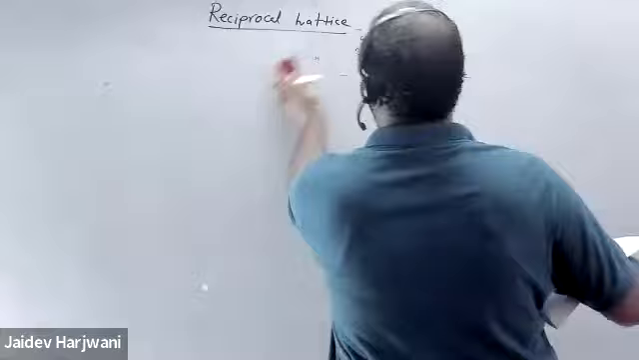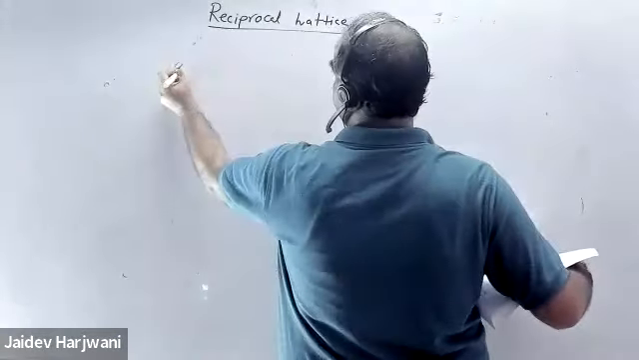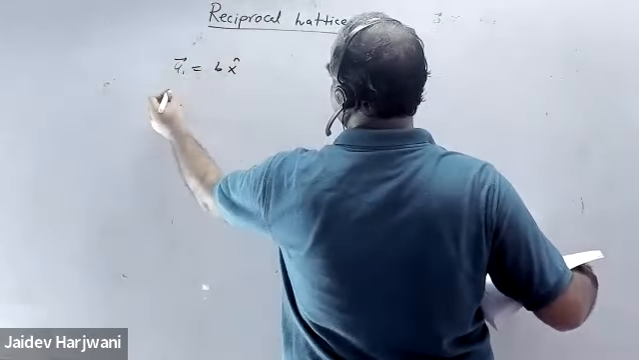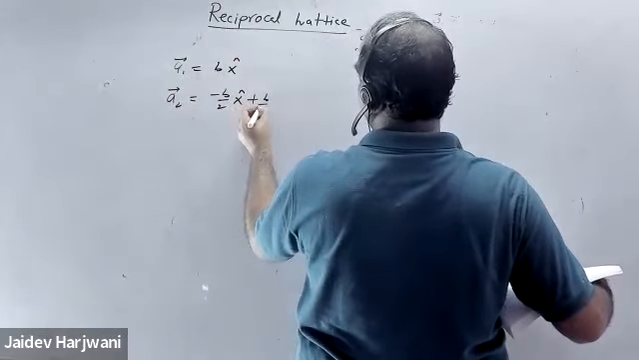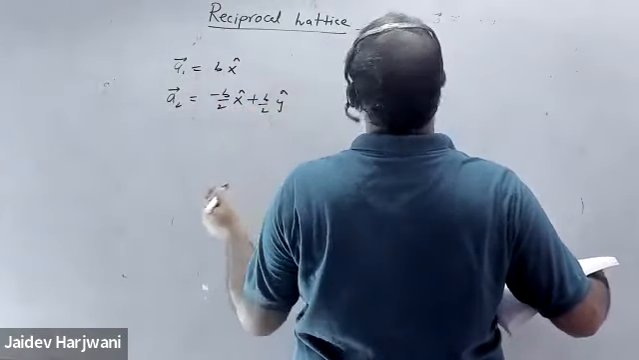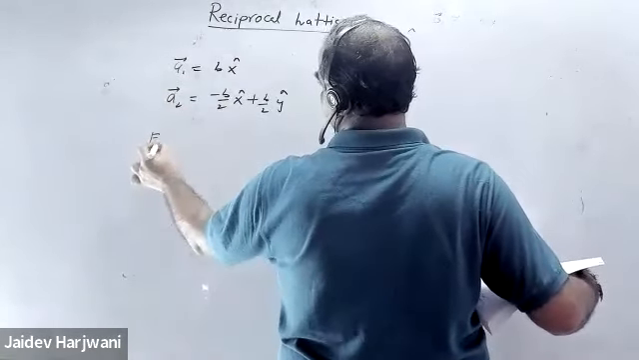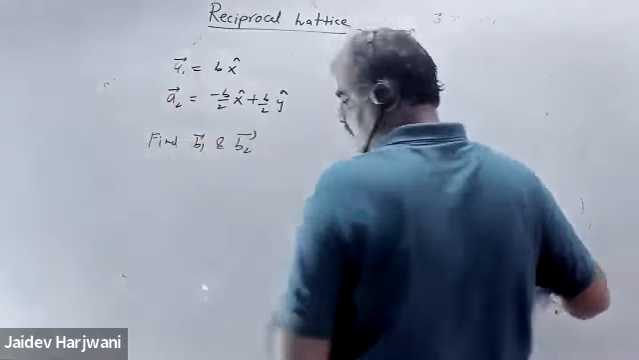Okay. So say A1 is given. Say b x cap. And A2 is given, say minus b/2 x cap plus b/2 y cap. Now calculate. Find the reciprocal lattice vectors. Find b1 and b2. Do it.